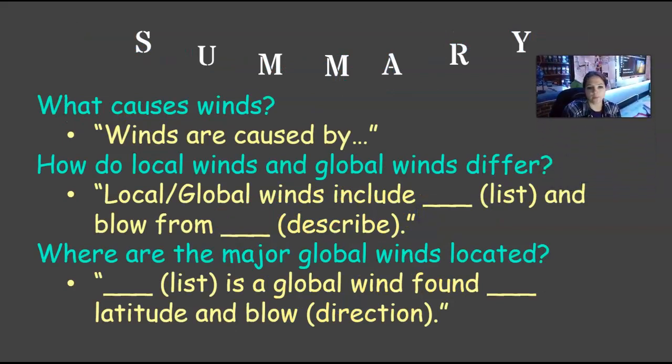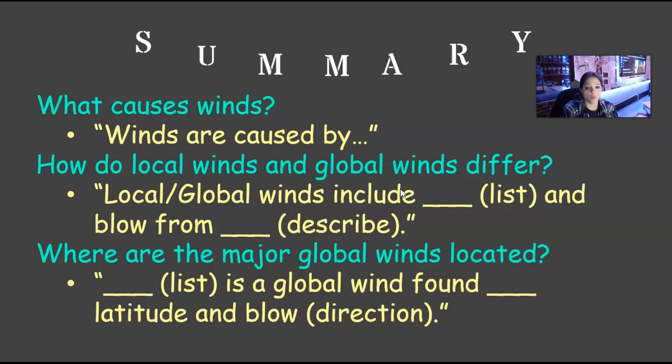All right, the summary. Winds are caused by uneven heating of Earth's surface by the sun. How do local winds and global winds differ? Local winds include sea breeze during the day from water to land, and land breeze happening at night from land to sea. And global winds include easterlies and trade winds, which go east to west. And global winds include westerlies that go west to east.